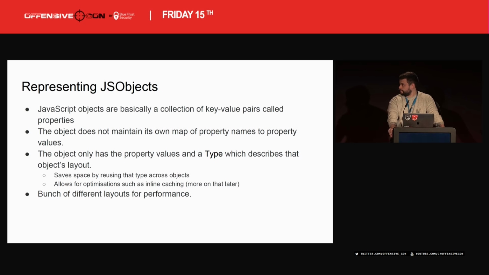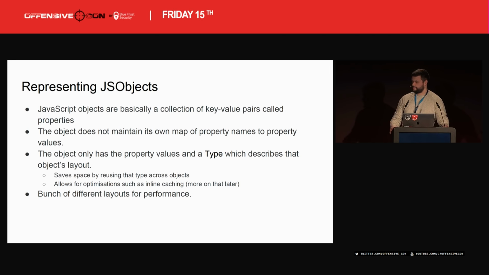Those things are commonly called JS objects. JavaScript objects are basically a dictionary, a simple collection of key value pairs. The interesting thing is that in all engines, the object doesn't maintain its own map of property names to property values. They all do the same thing, which is that the object basically only has the values, and it points to some kind of structure.